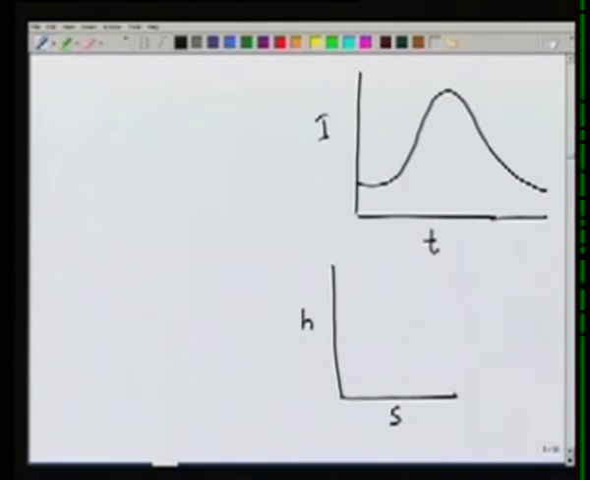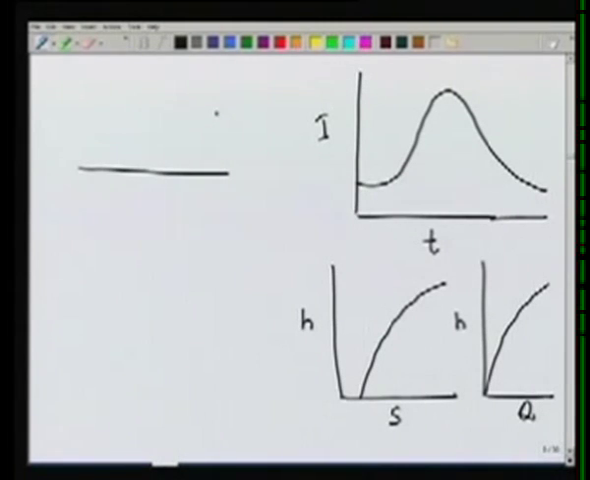And let's plot the storage, and similarly Q as a function of H. So if we have a storage reservoir here, initially we should know what is the level. Let's call it H0.